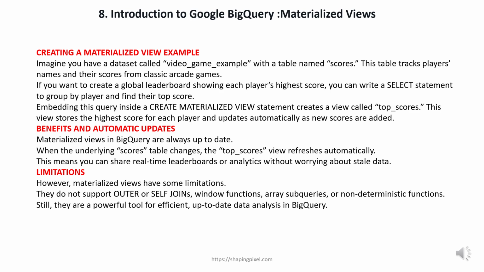Materialized views in BigQuery are always up to date. When the underlying scores table changes, the top scores view refreshes automatically. This means you can share real-time leaderboards or analytics without worrying about stale data. However, materialized views have some limitations. They do not support outer or self-joins, window functions, array subqueries, or non-deterministic functions. Still, they are a powerful tool for efficient, up-to-date data analysis in BigQuery.